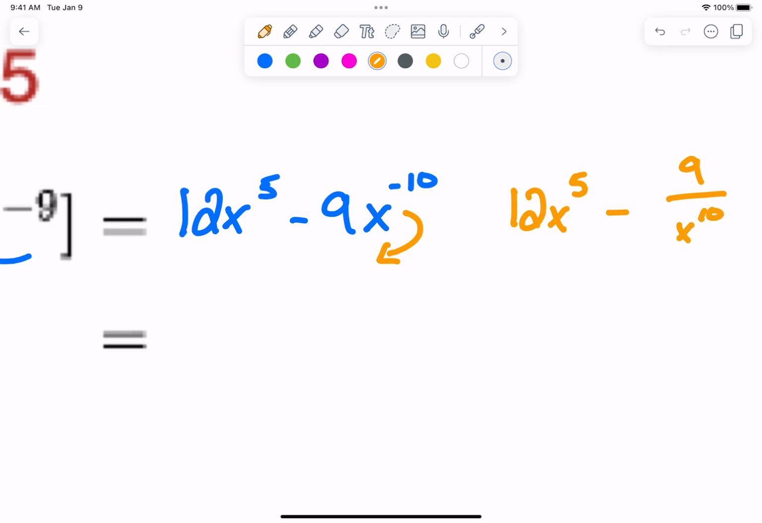Here is what you do not do. This is a separate term, right? This is not all one piece together. I can see people taking that x to the 10th and putting the whole thing over x to the 10th on the bottom. No. This is separate. So the negative 9 is the only thing that has x to the 10th on the bottom.